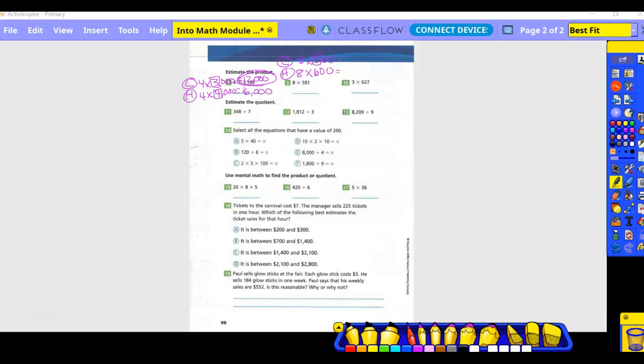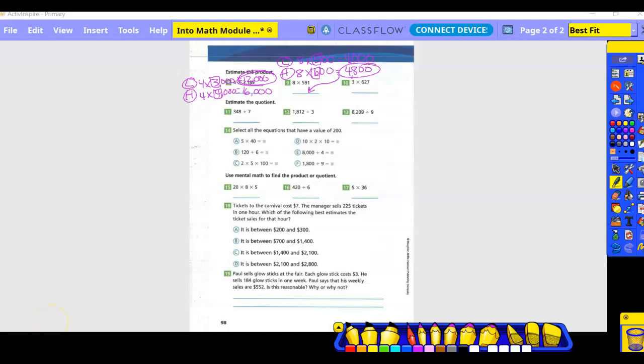So I put my 5 in a box. 8 times 5 is what? 40. And then add 2 zeros. So 4,000. And then put my 6 in a box. 8 times 6 is what? 48. And add 2 zeros. So would 591 be closer to 500 or 600? 600. So I'm going to circle 4,800 as my answer for number 9.